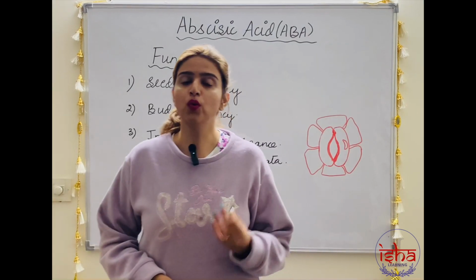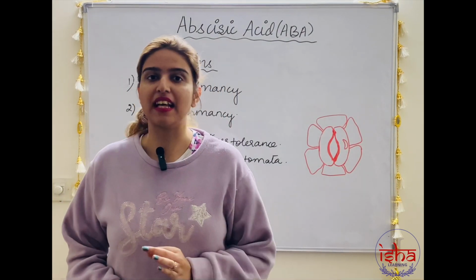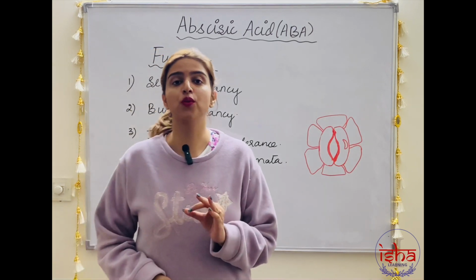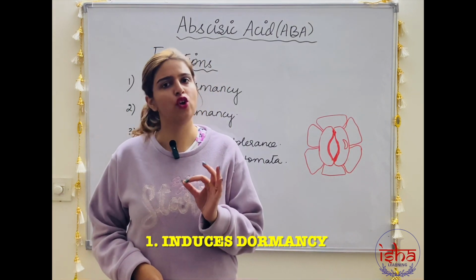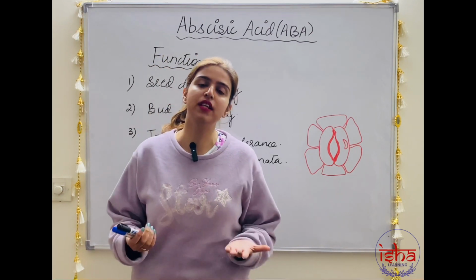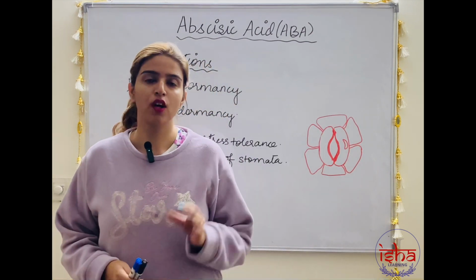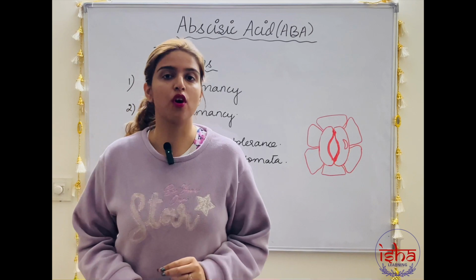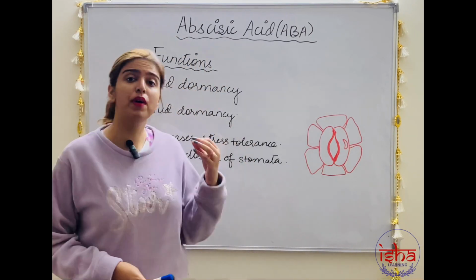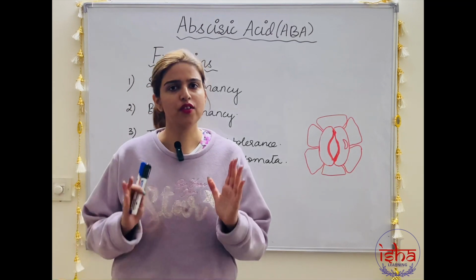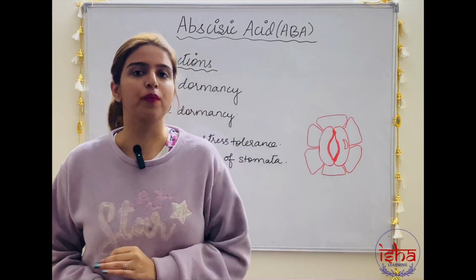The first most important function of abscisic acid has to be in inducing dormancy. We already know that it was known as dormin because of its ability to induce dormancy. So where is it going to induce dormancy? Well, both in seeds and in the buds of the plant. Now let's talk a little bit about seed germination.